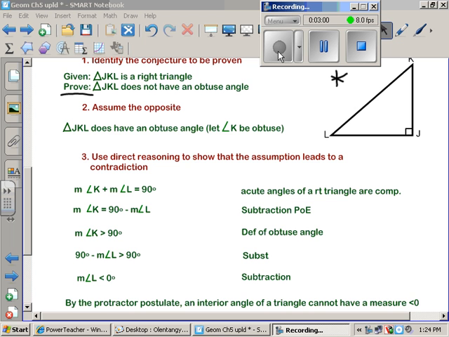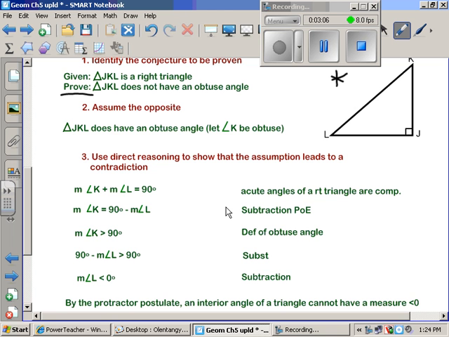Okay, then, so that's subtraction. Then I have the fact that angle K has to be greater than 90. That's the definition of an obtuse angle, because we just said angle K is obtuse in the given. Okay, then I can say 90 minus angle L, which is up here, right? And I'm substituting it in there.